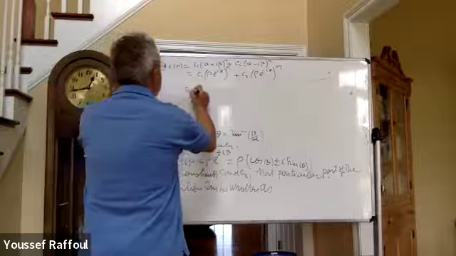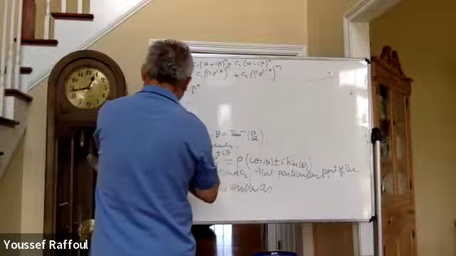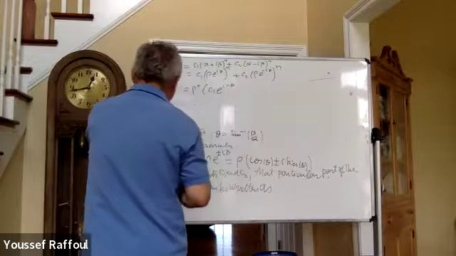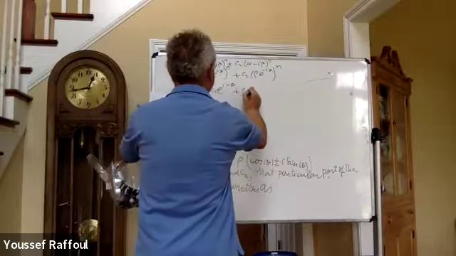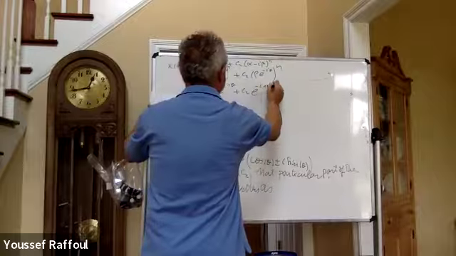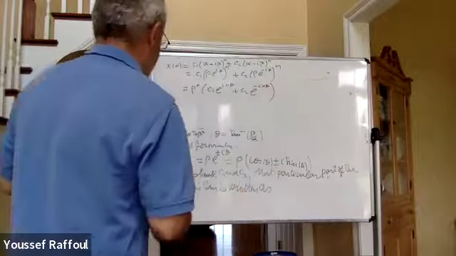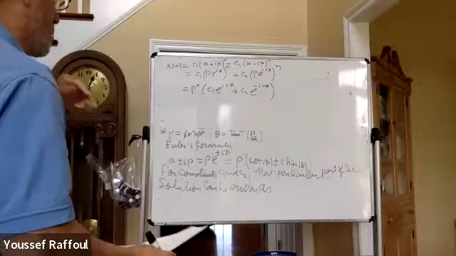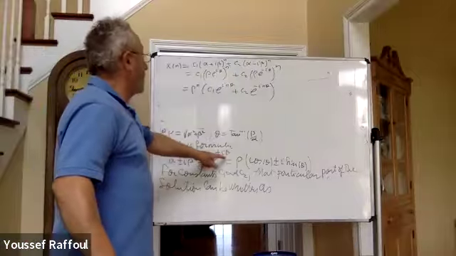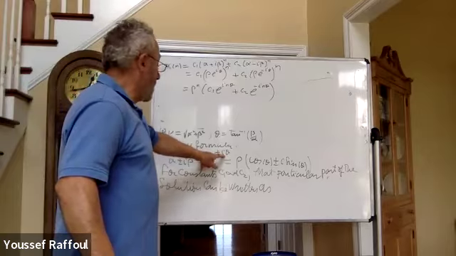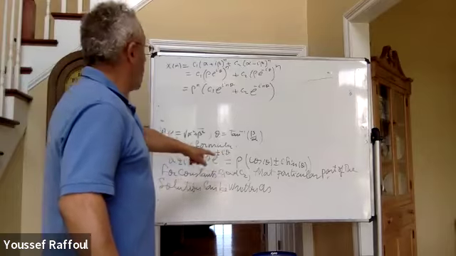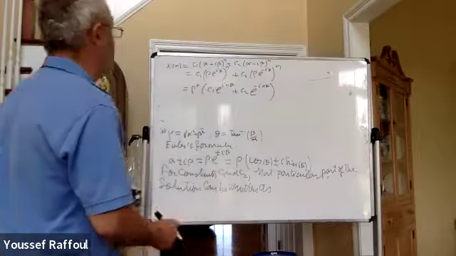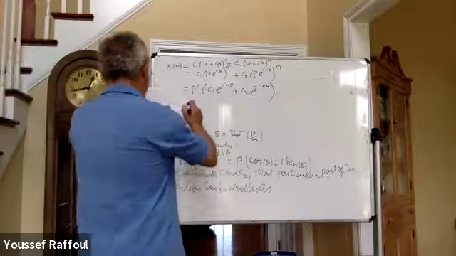And that is rho to the n, C1 e to the i n theta plus C2 e to the minus i n theta. Okay? Because if you replace this one, e to the i n theta will be cosine n theta plus i sine n theta, and you will see what's going to happen.